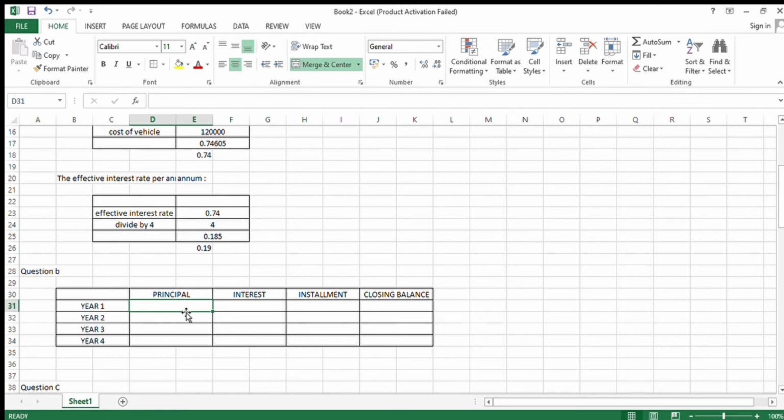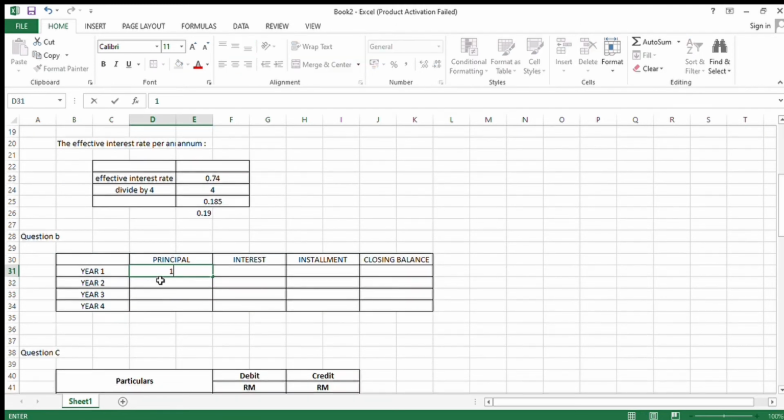Next, we move to question B. For this question, day 1, we prepare the lease receivable schedule. So we must prepare 5 rows and 5 columns. The details we must have are principal, interest, installment, and closing balance. So we start from year 1 until year 4. So to find the closing balance, principal plus interest minus installment.